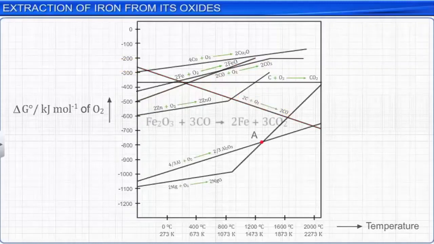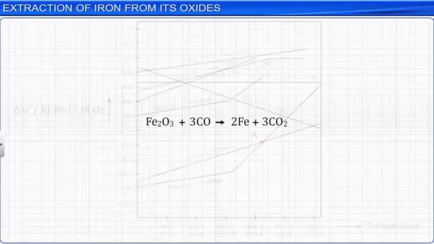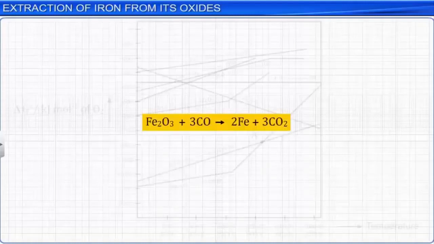Thus, in a blast furnace, hematite is reduced by carbon monoxide even though carbon is mixed with it. The equation for this reaction is Fe2O3 plus 3CO gives 2Fe plus 3CO2.